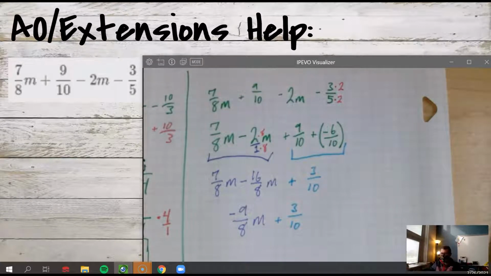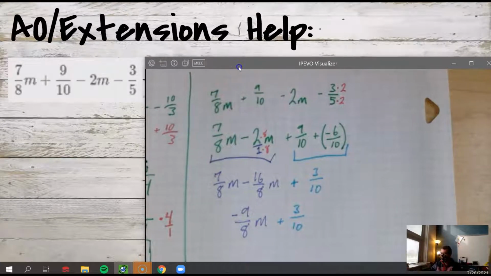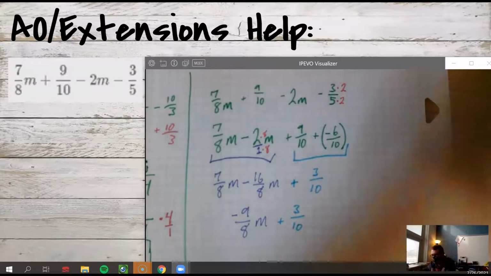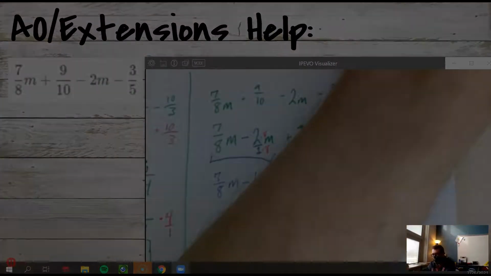All right, I got nobody screen sharing in the Zoom right now, so if anyone's got a question. Got it.